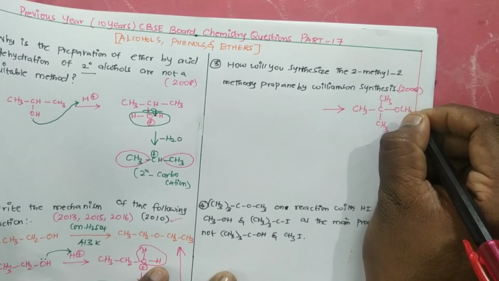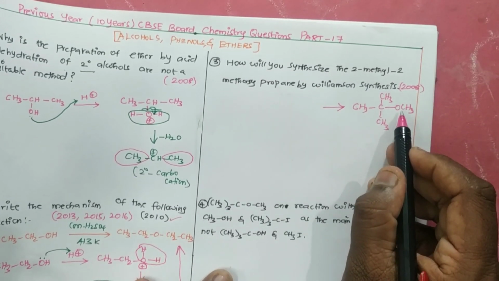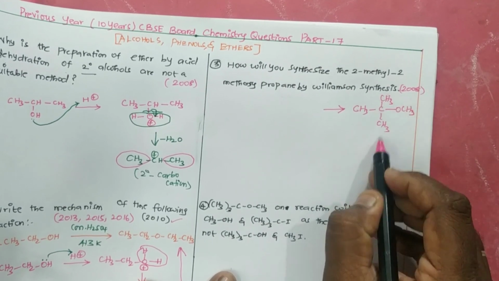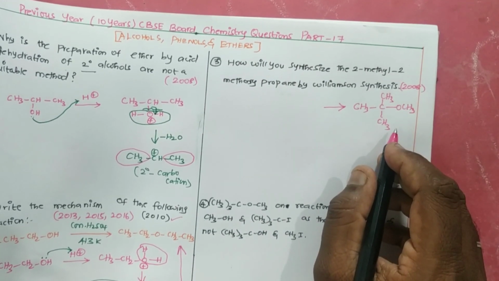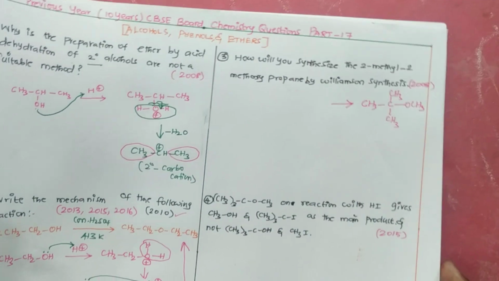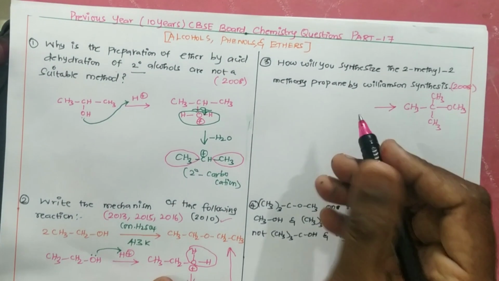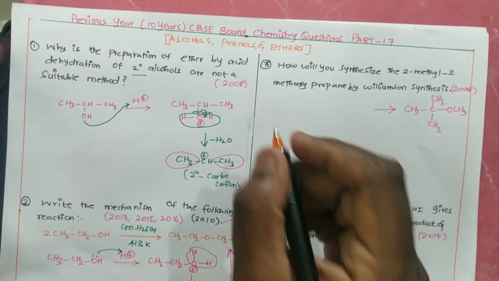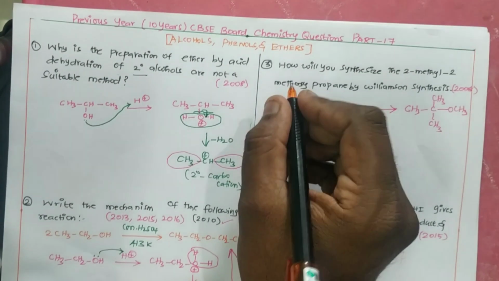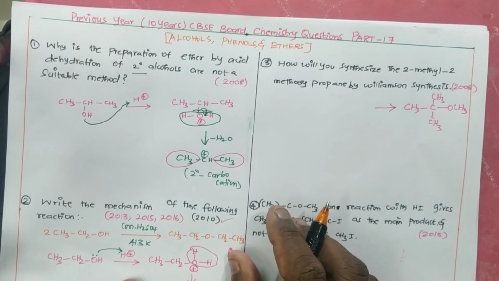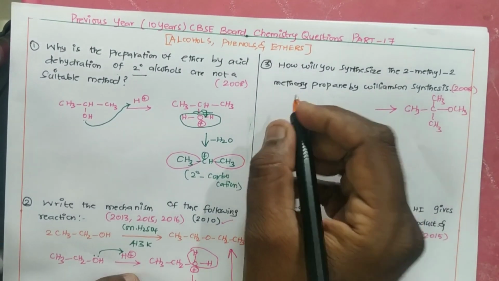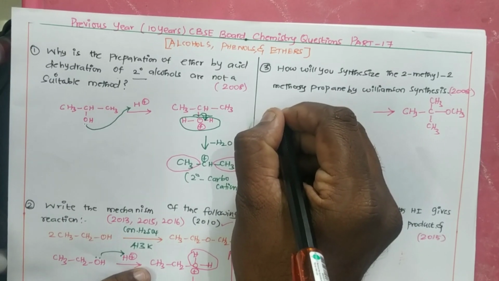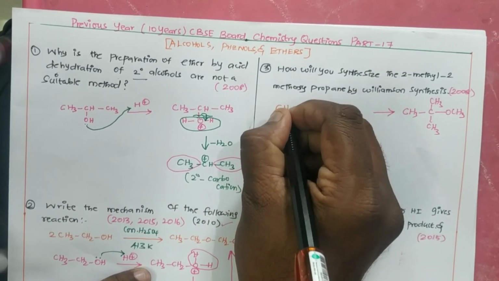And also, second position, I have methoxy. So, 2-methoxypropane I'll get. Okay, so according to Williamson synthesis, what all the reactants I have to take: I have to take sodium alkoxide along with alkyl halide. In which, what type of alkyl halide do I have to take? I have to take 1 degree alkyl halide.